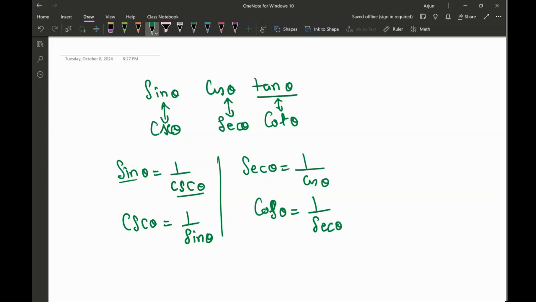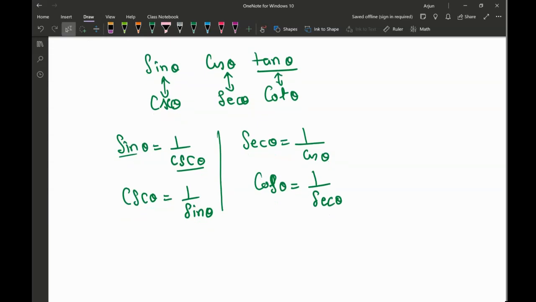Whatever identities I'm going to talk about in today's class, if they are not given to you in your formula booklet, you can write them on your formula booklet, but only write down the formulas. Do not write down the questions which I'm going to do in today's class. So something like prove this identity, don't write those on your formula booklet.